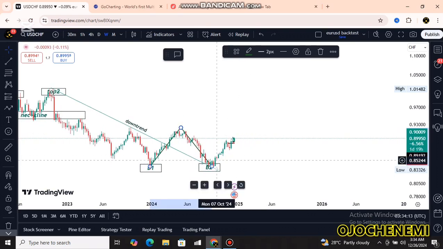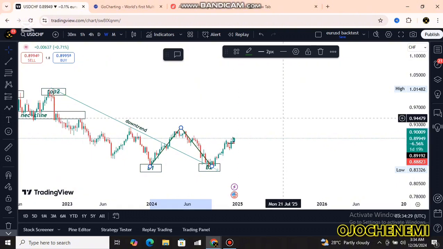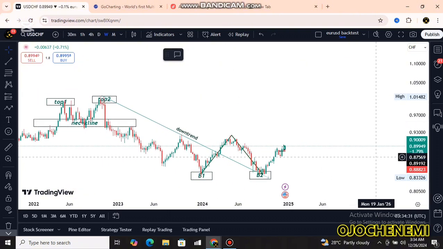Can you see this? This is a retest. This is a retest on the trend line. If you remember, when it retests on this zone, on this neckline, what happened? It started giving us a lower low. So immediately it retests on this trend line right here.